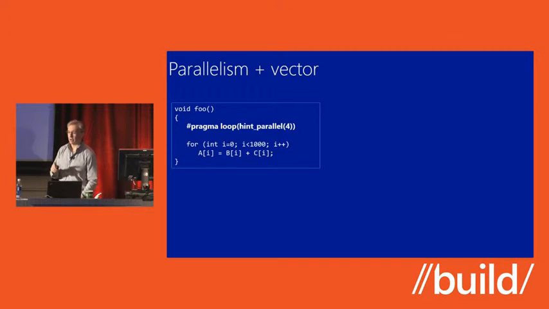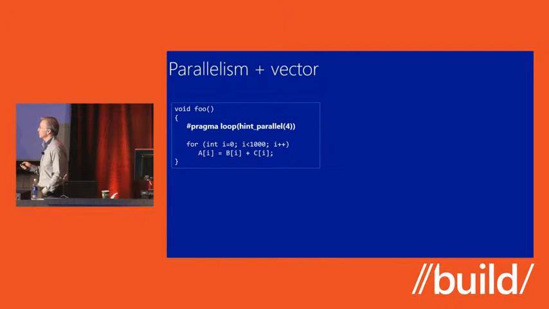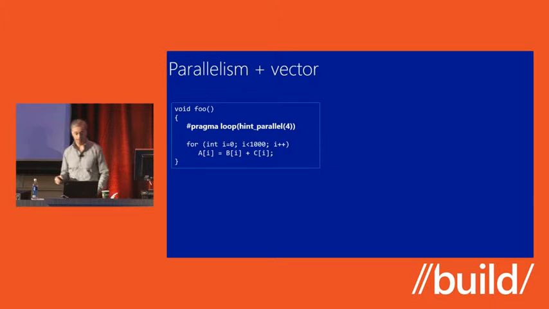So we'll do that for you automatically, and here's how. We've introduced a new pragma. All you've got to do is decorate this loop with a hint. Automatic parallelization is on by default, but a lot of times it's not profitable. This will tell us that you think this loop is profitable to parallelize, and you want it to run on 4 cores. Okay?